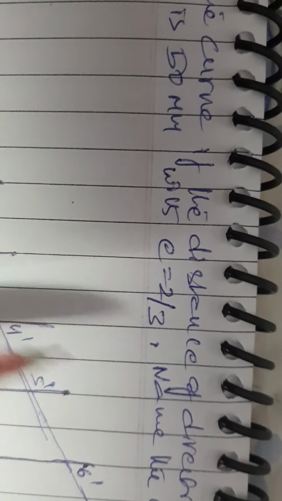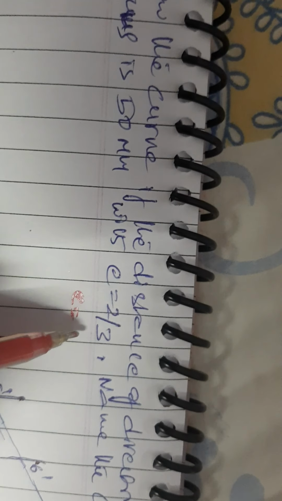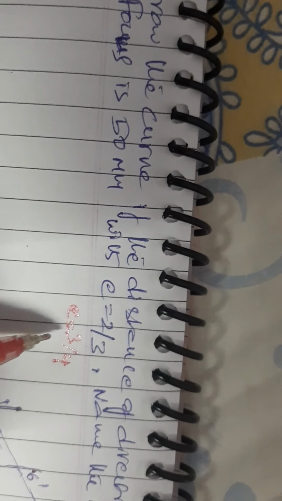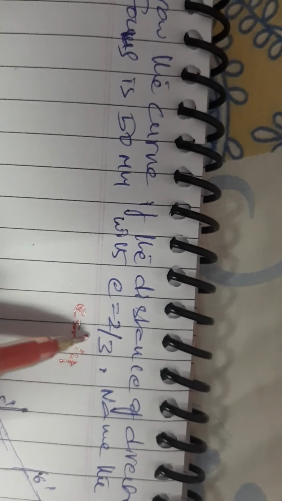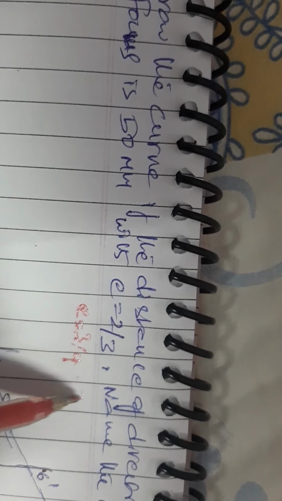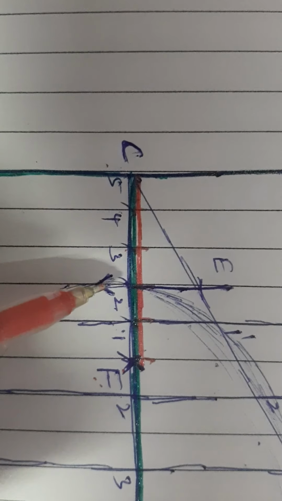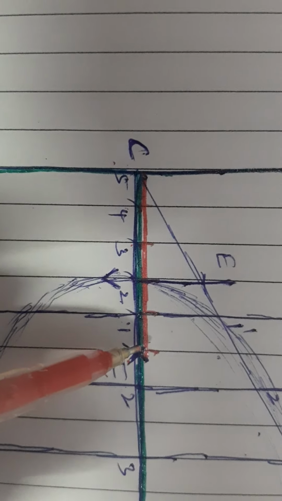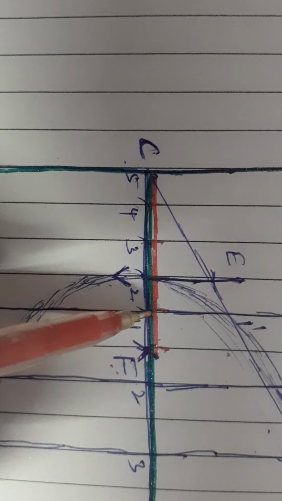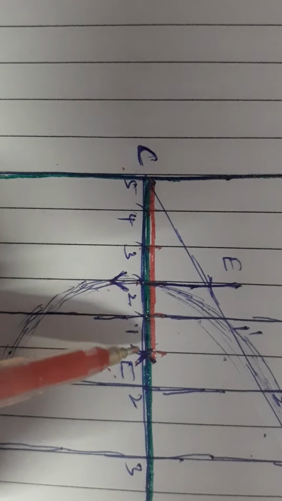Suppose if it is given as e equal to 3 by 4, then we need to locate the vertex at the third division from F. First we need to divide that CF length into 7 equal parts, and after that locate the vertex at the third division. So I located the vertex at the second division from F. You just count the divisions from here: from F to here it's the first division, and from here to here it is the second division.